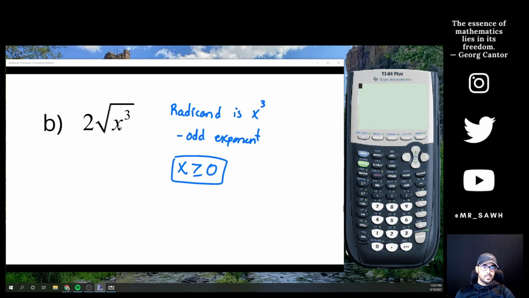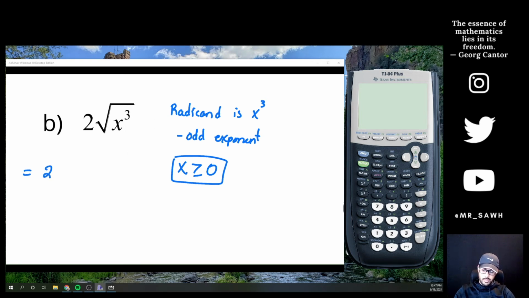So 0 goes in for x. You can take 0 and cube it, you get 0, so that's fine. Pick a number bigger than 0, like 1. 1 cubed is 1, you can do that. Pick a number less than 0, negative 1. Negative 1 cubed will be negative 1, and it won't work.